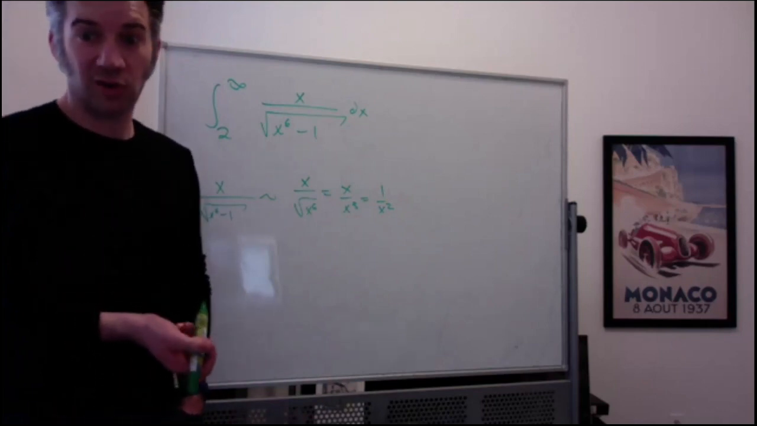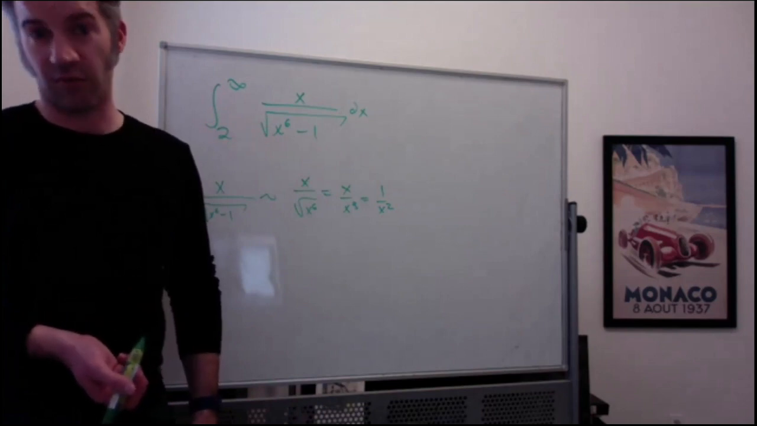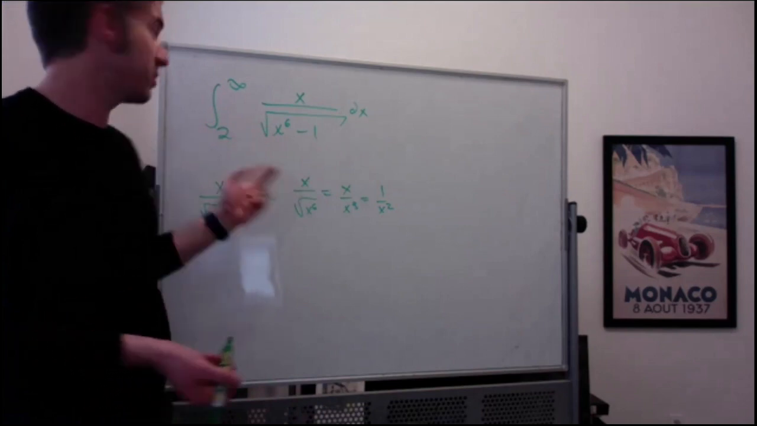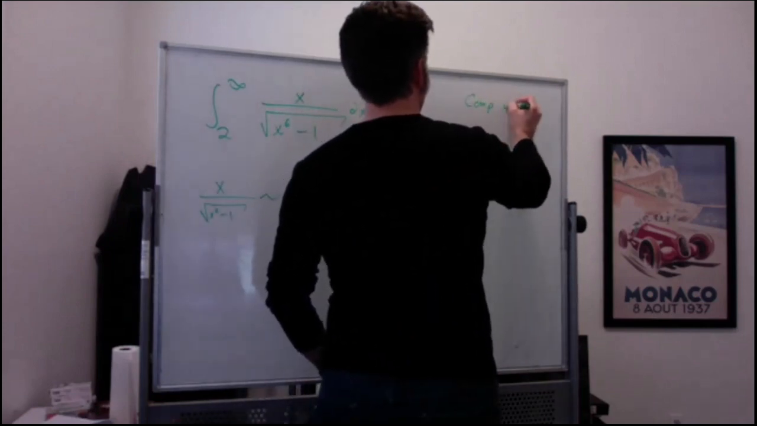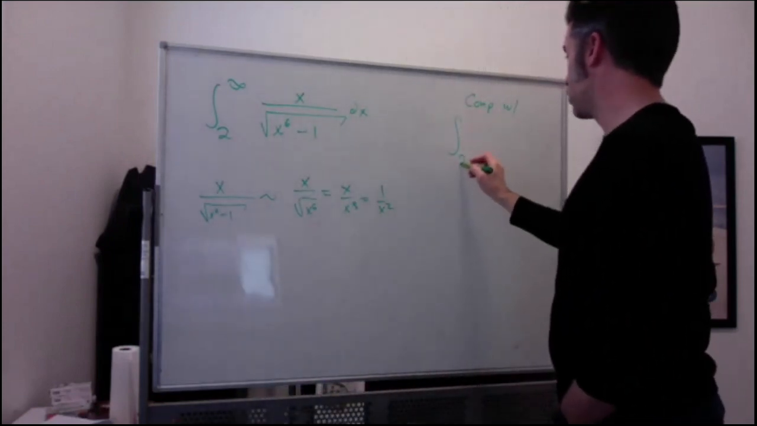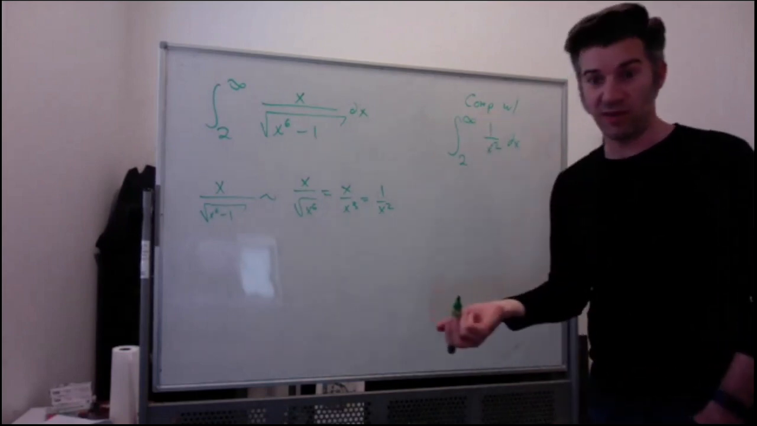I'm pretty sure, since this is essentially like 1 over x squared, that it's going to be convergent because the integral of 1 over x squared from 2 to infinity converges. So I'm comparing with the integral from 2 to infinity of 1 over x squared, which is definitely convergent.